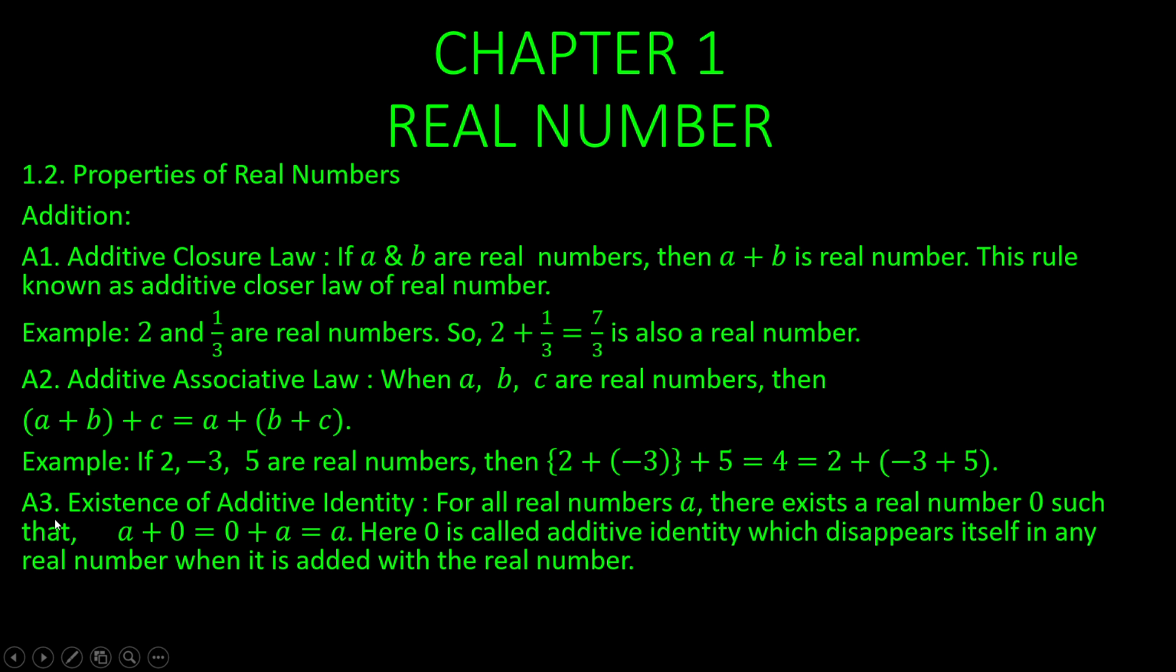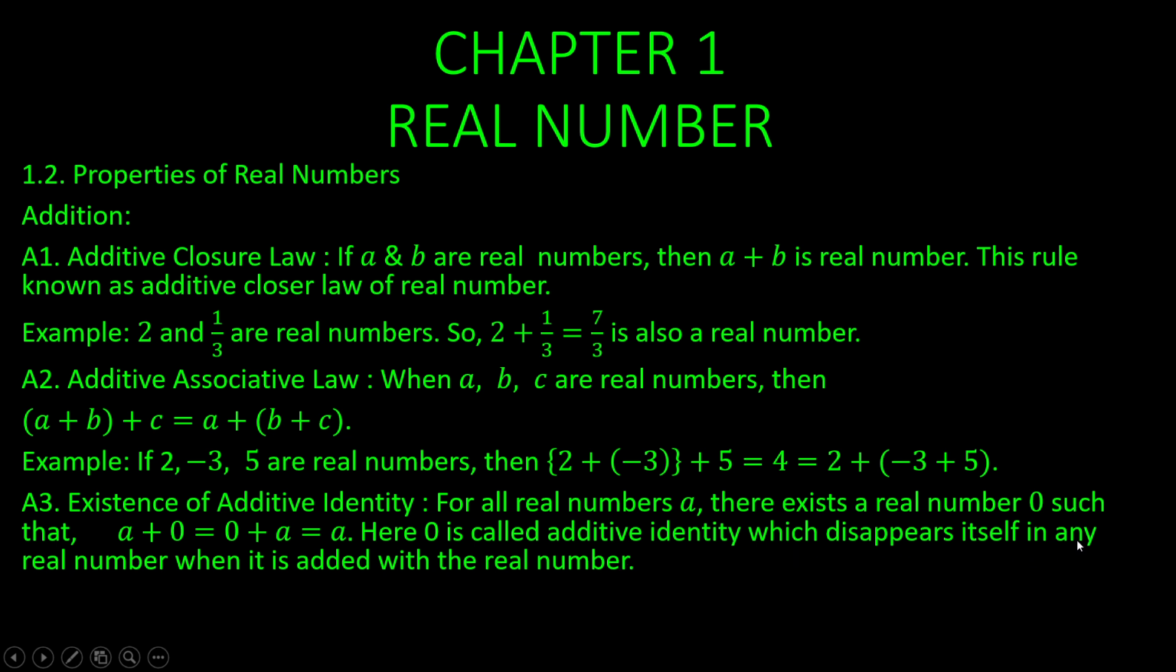Now I am going to talk about the third addition rule of real numbers, and it is known as the existence of additive identity. That is, for all real numbers a, there exists a real number 0 such that a plus 0 equals 0 plus a equals a. That means 0 will disappear in the real number a.